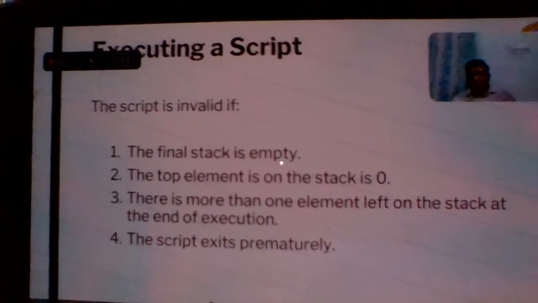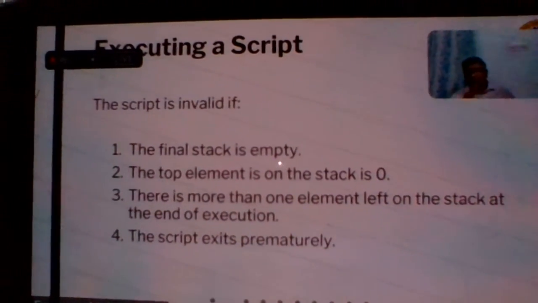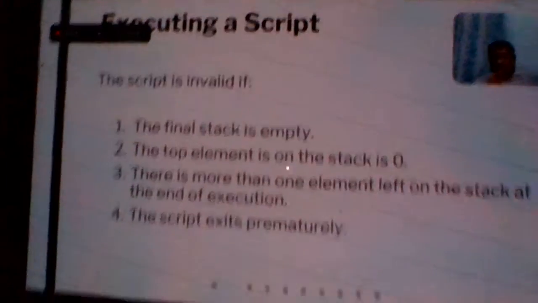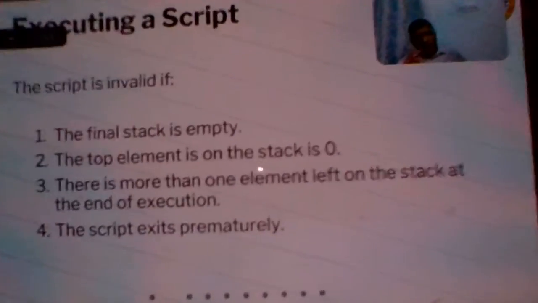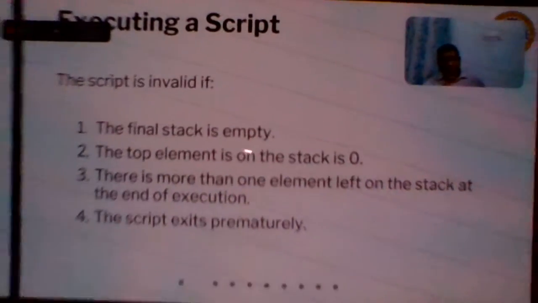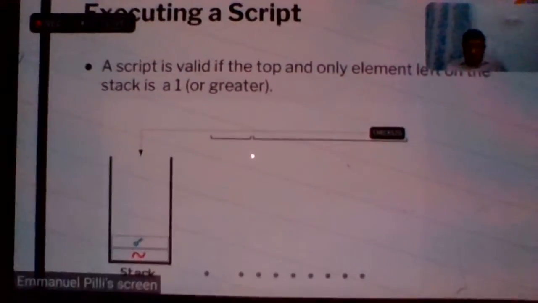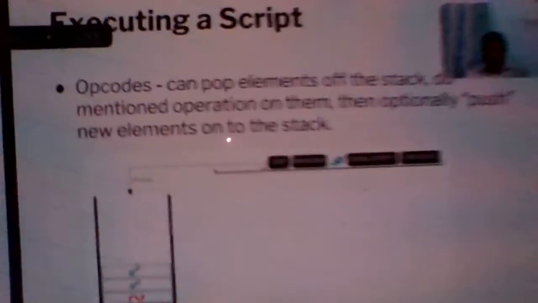Some other element is there, or the script executes prematurely. There is a stack failure somewhere, and then the script executes prematurely. Top element is not 1 but 0, then also it fails. The final stack is empty, no value is there, then also it fails. So that is how it is. Maybe you look at it once again.